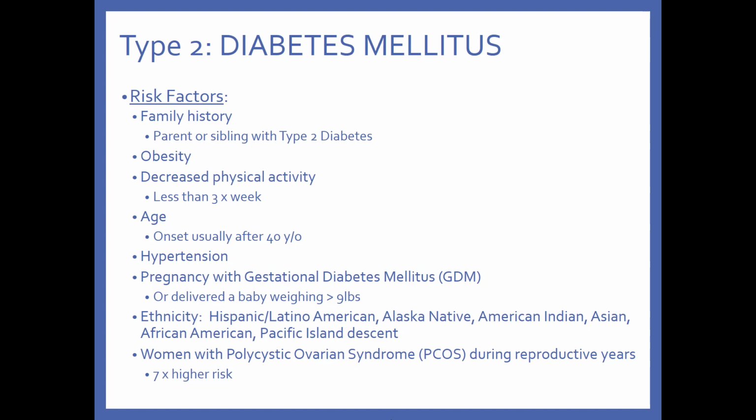A female who had gestational diabetes during pregnancy, or maybe didn't have gestational diabetes but delivered a baby weighing more than 9 pounds, just a larger baby, they say increases the risk of then developing type 2 diabetes. There are certain ethnicities that are linked to type 2 diabetes: Hispanic, Latino, Alaskan Native, American Indian, Asian, African American, Pacific Island descent. Those are all more commonly associated. Women with PCOS during reproductive years have a 7-time higher risk of developing type 2 diabetes. So lots of risk factors present there.